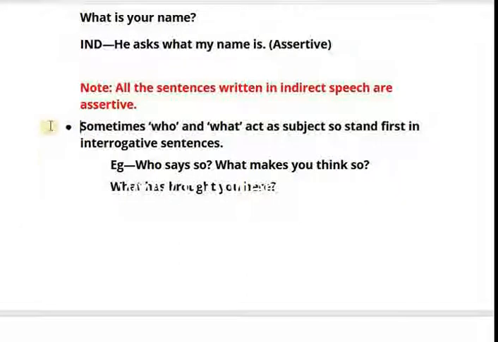Sometimes who and what act as subject, so they stand first in interrogative sentences. This is something which you have to keep in mind: who says so, what makes you think so, what has brought you here. These are examples in which what and who are acting as a subject in the sentence.